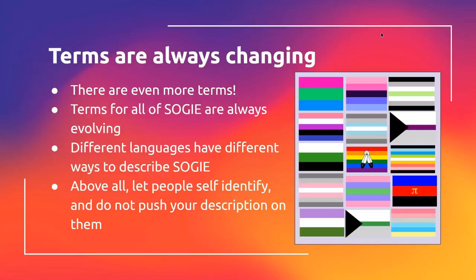In addition to all of the terms that we just went into, there are even more. Each of these terms is always evolving. They become different things, or they become more specific things. Additionally, different languages, like Spanish, are just different than English and have different ways of describing similar concepts. So some of these different cultures have different ways of describing their sexual orientations and gender identities. And just overall, let people identify as they say they are, and do not push what you think they are on them.